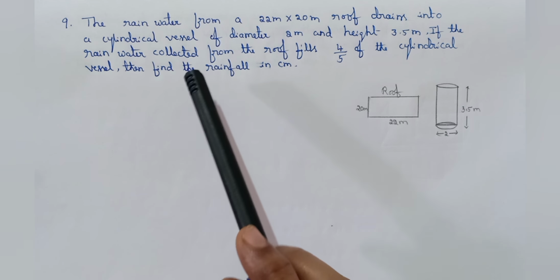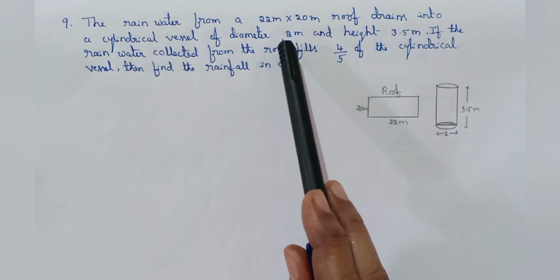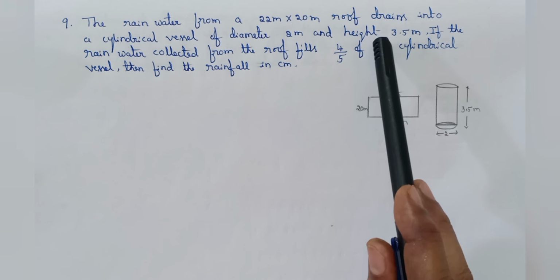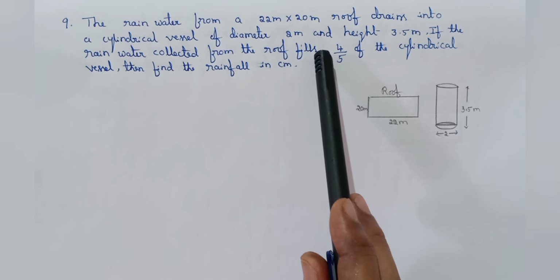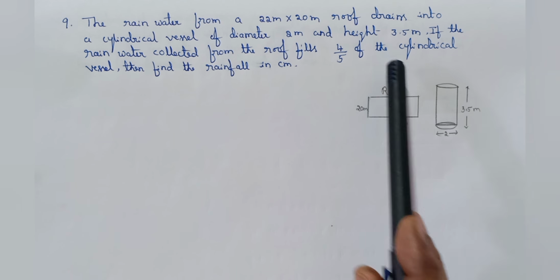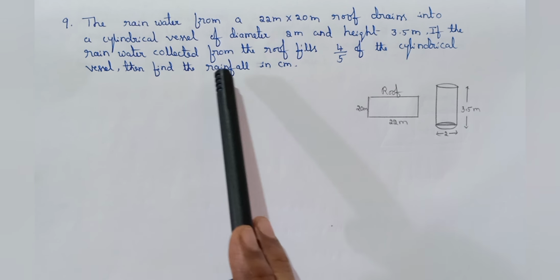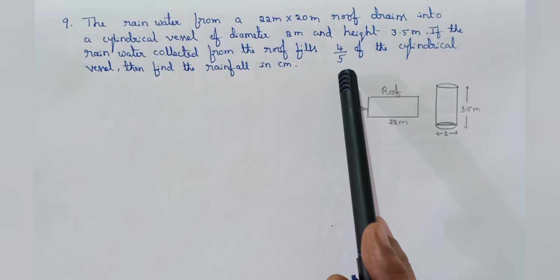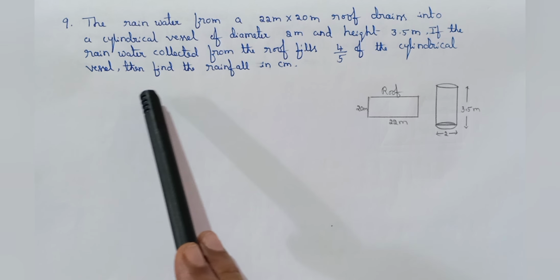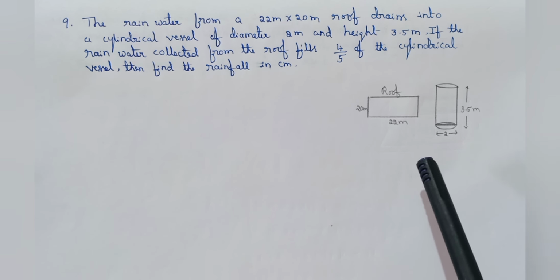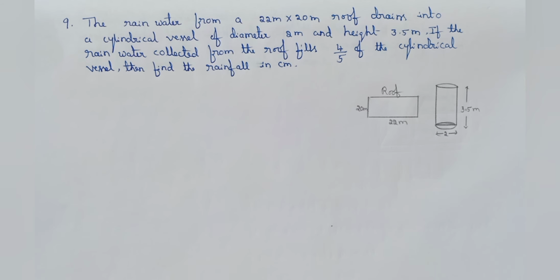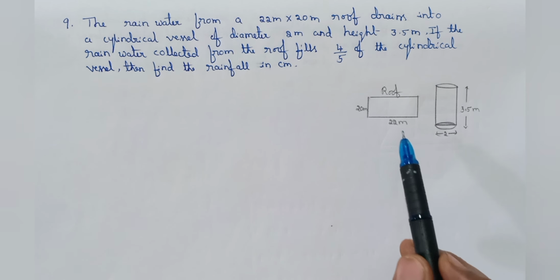Next question. The rainwater from a 22 meter into 20 meter roof drains into a cylindrical vessel of diameter 2 meter and height 3.5 meter. If the rainwater collected from the roof fills 4 by 5th of the cylindrical vessel, then find the rainfall in centimeter. Here, the length and breadth of the roof is given. We have to find the height of the rainfall.